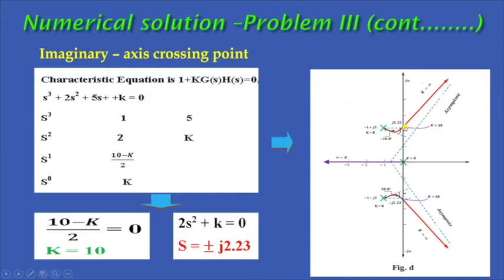So if k is greater than 10, then the system is unstable because the root locus is present on the right hand side of the S-plane. If k equal to 10, then the system is marginally stable. If k is less than 10, then the system is stable.